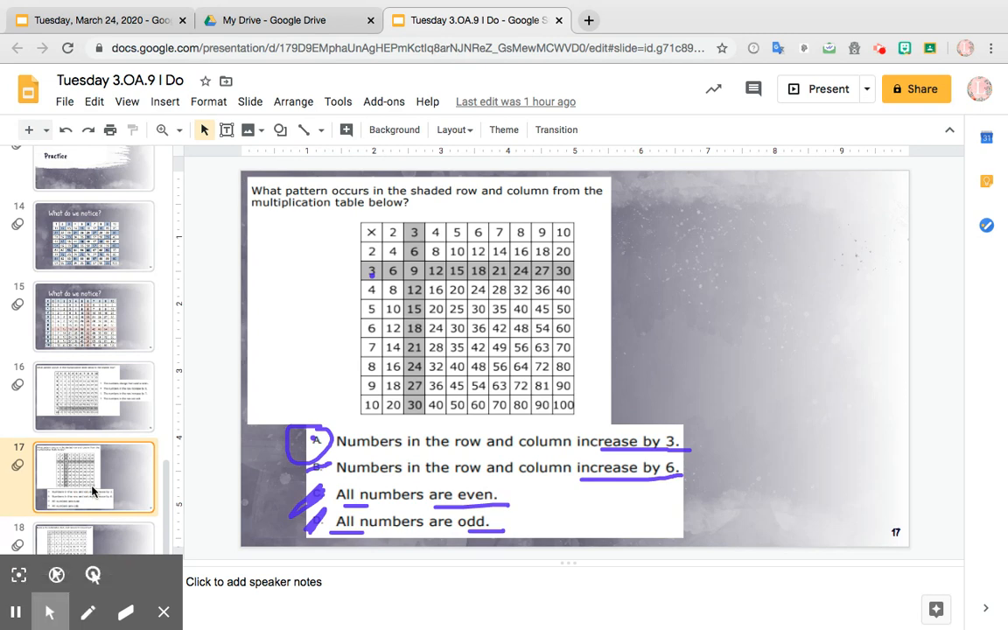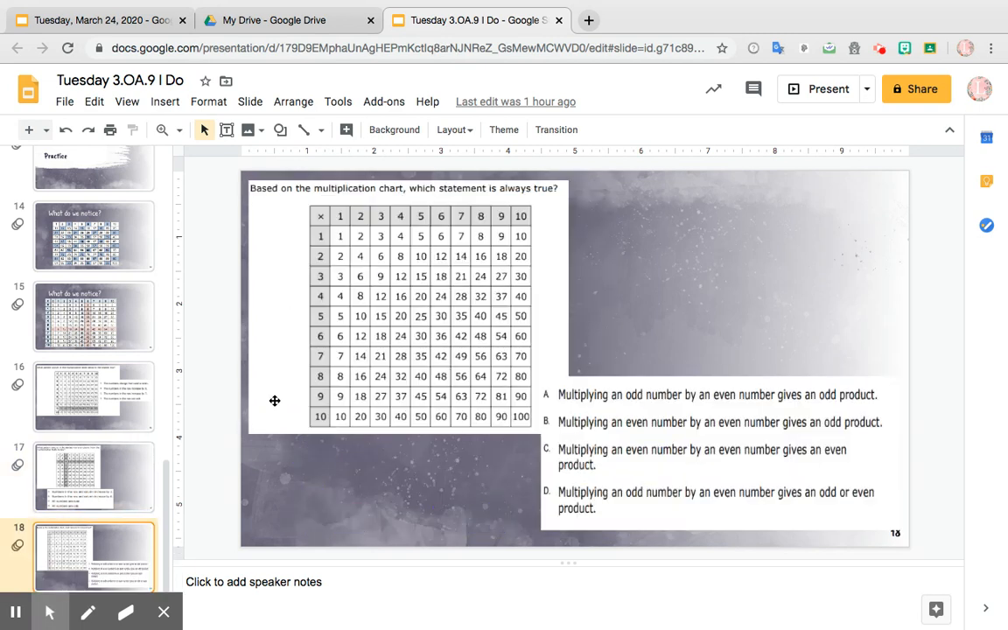All right, let's take a look at slide 18. The last problem says, based on the multiplication chart, which statement is always true? A, multiplying an odd number by an even number gives an odd product. Well, I just remembered that product is the answer. So they're saying if I multiply my factors with an odd factor and even, I'll get an odd product.